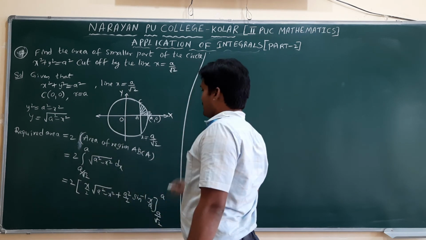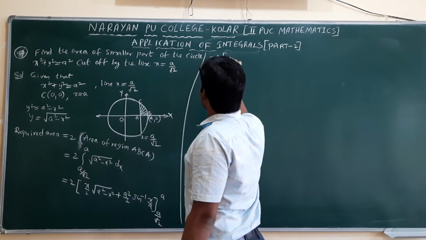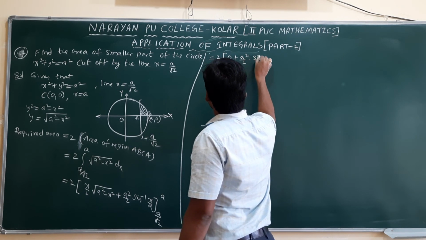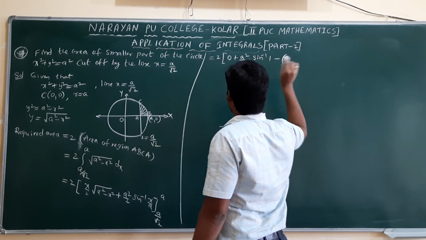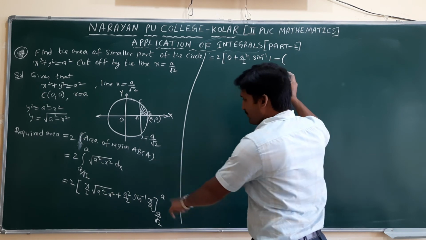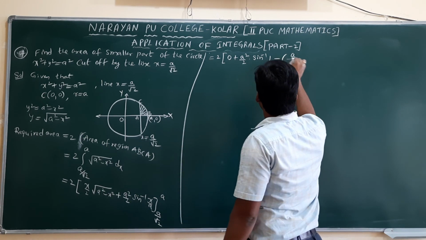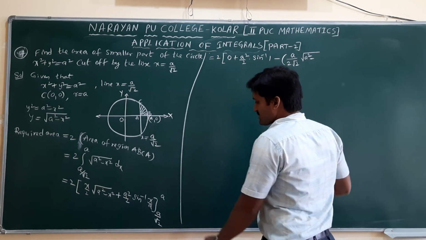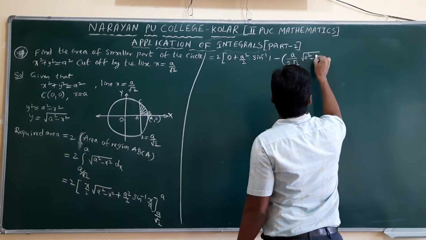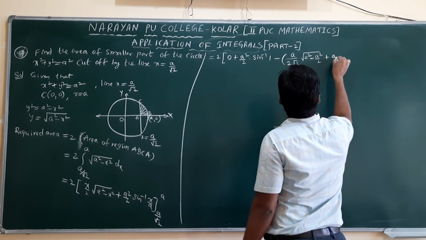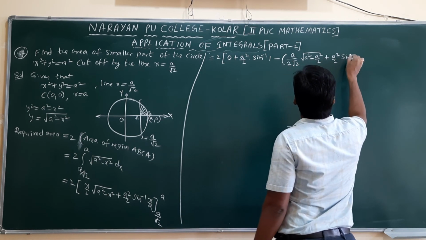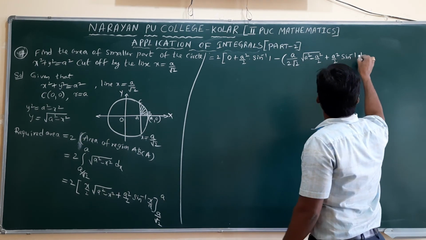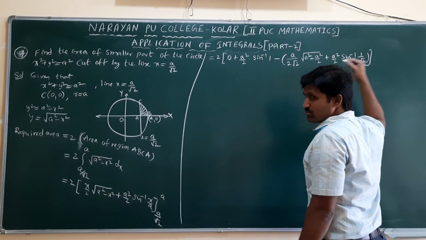Substitute the upper limit. If you substitute the upper limit, the first value becomes 0. Here a square by 2 into sin inverse of a by a, that is 1, minus the lower limit: a by root 2 by 2, that is a by 2 root 2, into root of a square minus a by root 2 whole square, that is a square by 2, plus a square by 2 into sin inverse of a by root 2 by a cancels. You will get 1 by root 2.